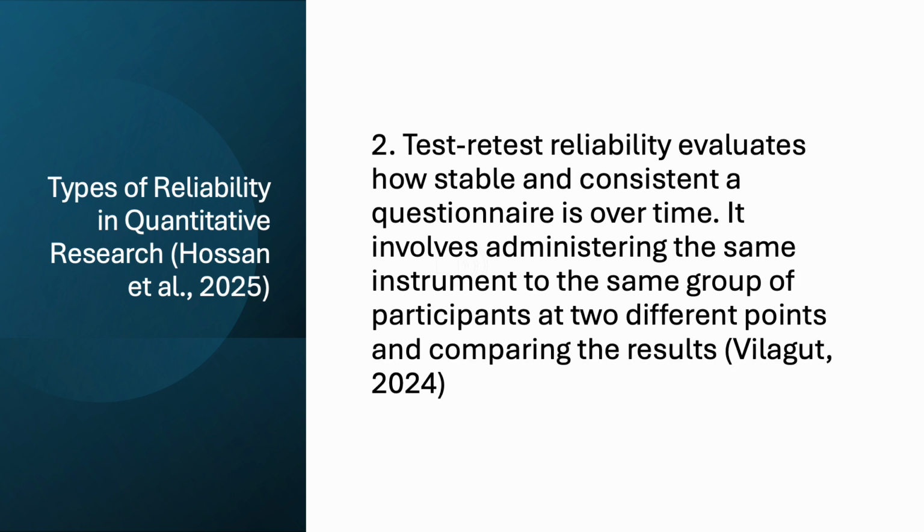The second type of reliability is test-retest reliability, which evaluates how stable and consistent a questionnaire is over time. This involves administering the same instrument to the same group of participants at two different points and comparing the results, as explained by Villegut, 2024. A high level of test-retest reliability indicates that the tool reliably measures a construct that remains unchanged across time, according to Fu et al. 2024 and Jung et al. 2024. This is especially important in longitudinal studies or when assessing stable traits such as personality or attitudes, as noted by Guélineau et al. 2024.